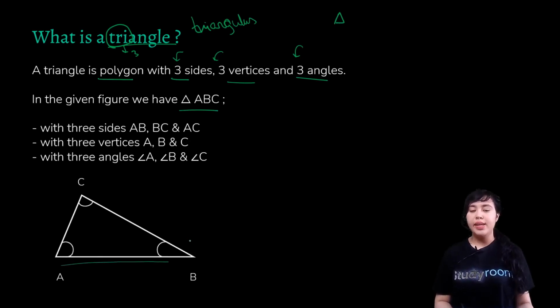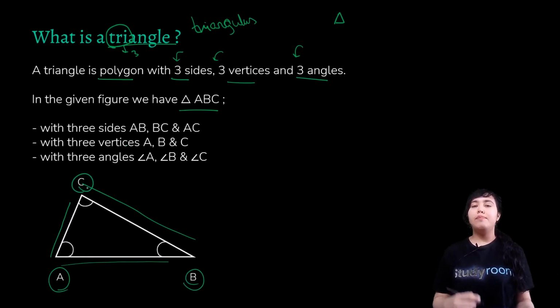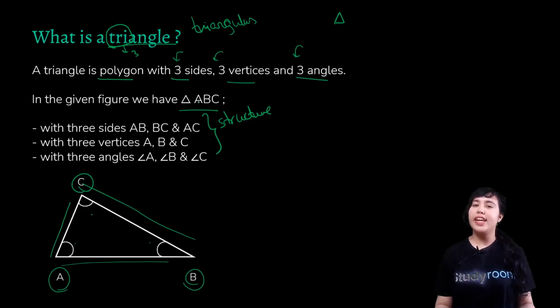We have the sides AB, BC, and AC. Then we have three vertices. Singular is a vertex and plural is vertices. So we have A, B, and C. Bound between any two sides of a triangle are the angles A, B, and C. This is the structure of a triangle. Now, it's not necessary that you write it like triangle ABC only. You can write it like triangle BAC, triangle CAB, or triangle BCA. It does not matter. It still means the same triangle.